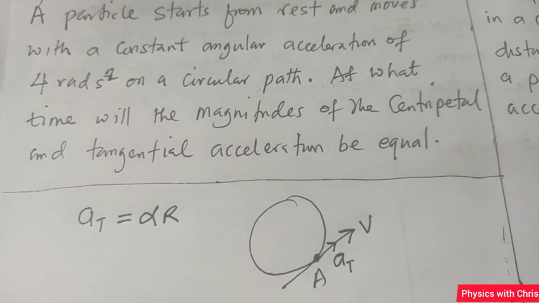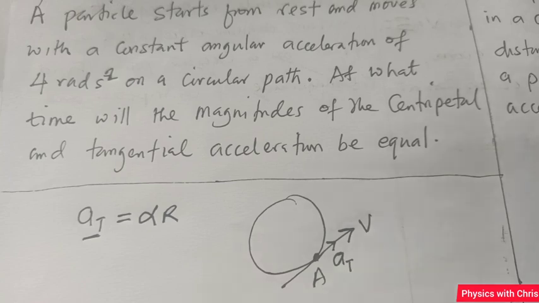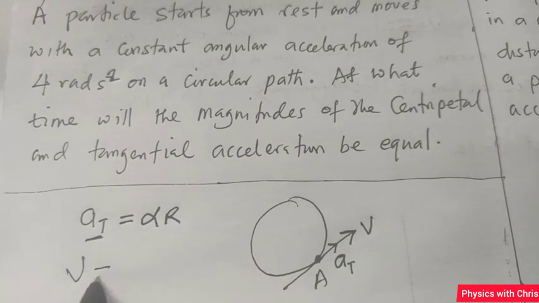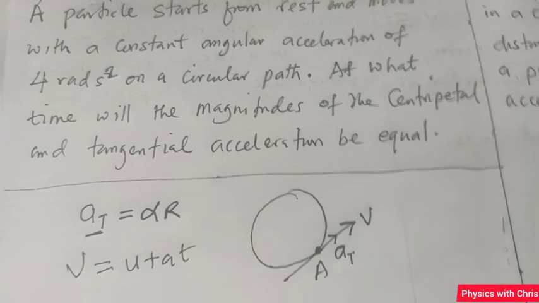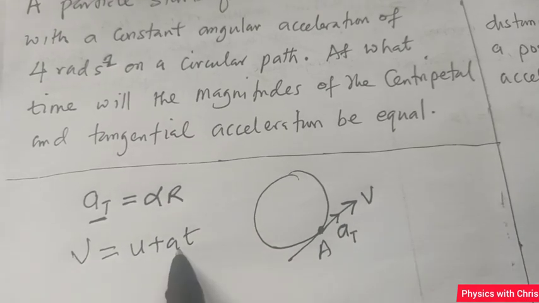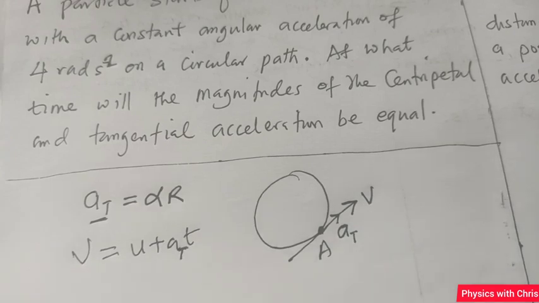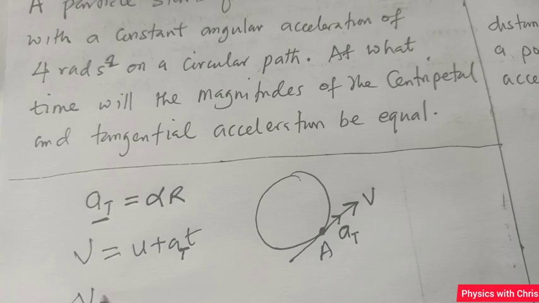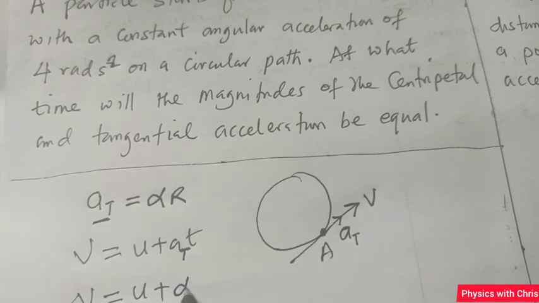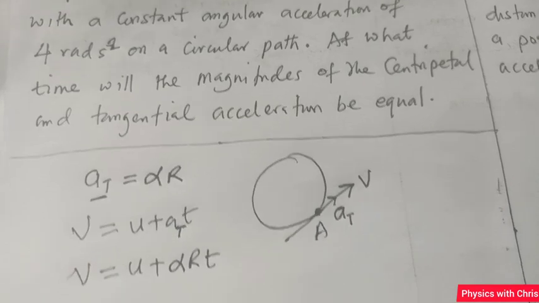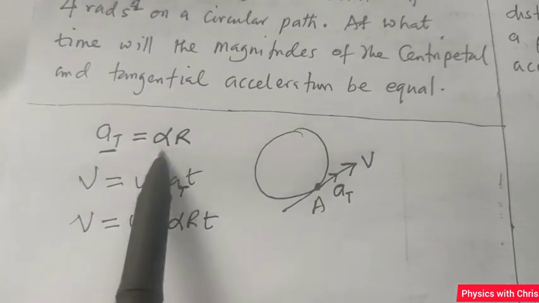It means that if this a_t is constant, if the body is moving in a circle with a constant tangential acceleration, it therefore follows that the equations of motion will apply, because those 3 or 4 equations of motion are called equations of uniformly accelerated motion. That is, v equals u plus at can apply. This time around, we'll replace this a with our a subscript t, that is to mean tangential acceleration. And we can also write it as v equals u plus alpha times r times t, if I replace my tangential acceleration a_t with this.